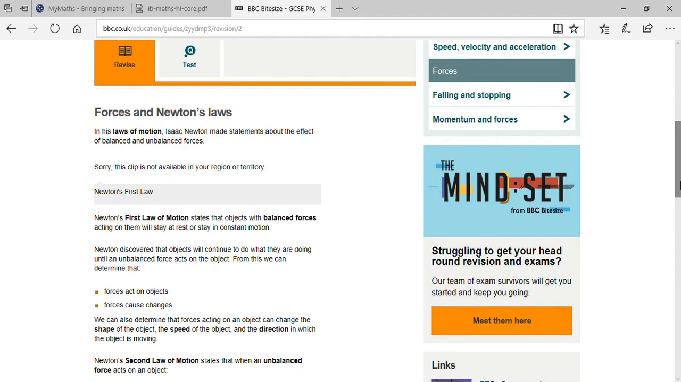Now, the next topic is forces and Newton's law. Actually, Newton was the scientist who explained the types of balanced and unbalanced forces, okay? Firstly, what are balanced forces? Balanced forces means if there are two objects and the same amount of force is acting on both, that will be balanced force, okay? And if there are two objects and different amounts of force act on them, that will be unbalanced force, okay?